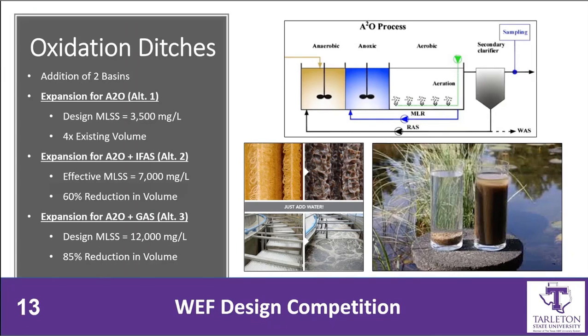This eliminates the need for unnecessary construction costs of resizing the facility twice, and to ensure redundancy in the system, 2 additional basins will be included. The design for Alternative 1 is based on a traditional A2O process, which keeps the existing facility design MLSS of 3,500 milligrams per liter, requiring a total volume about 4 times of what the existing ditches offer.